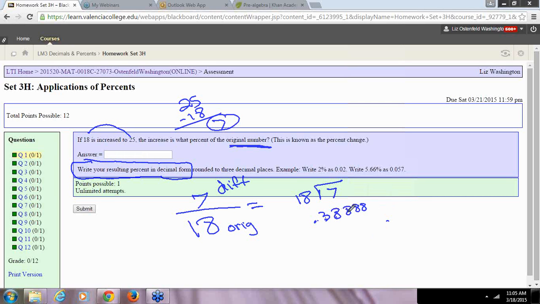So 1, 2, 3. That means I'm going to look here. This 8 makes this 8 a 9. So I got 0.389. I'm going to type my answer in just like that because it asks me to. Now, if I was going to say a percent, I would say 38.9%. But it doesn't want me to write it like that. It says like this.